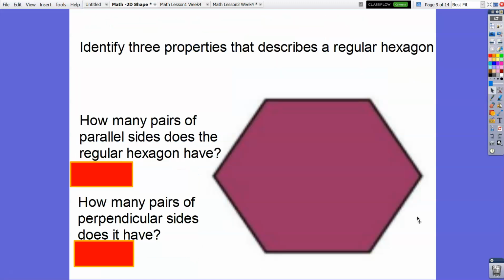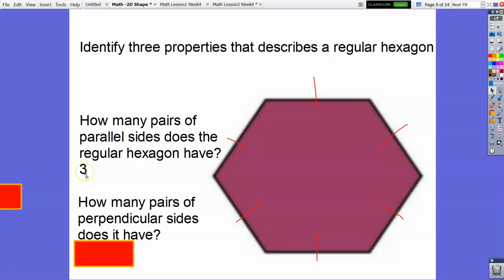Identify three properties that describe a regular hexagon. Why is this called a hexagon? Because it has 6 sides. Let's count it: 1, 2, 3, 4, 5, 6. A 6-sided shape is called a hexagon. Now, how many pairs of parallel sides does the regular hexagon have? And how many pairs of perpendicular sides does it have? Pause the video and think for your answer. Time is up. Now let's reveal the answers.